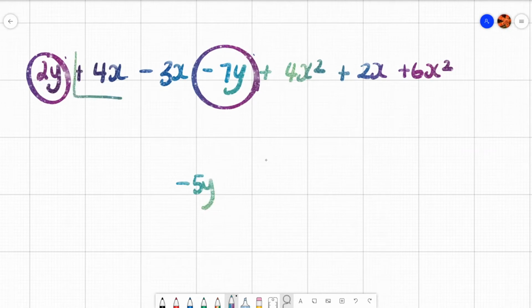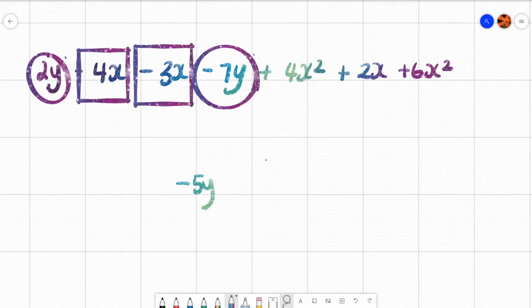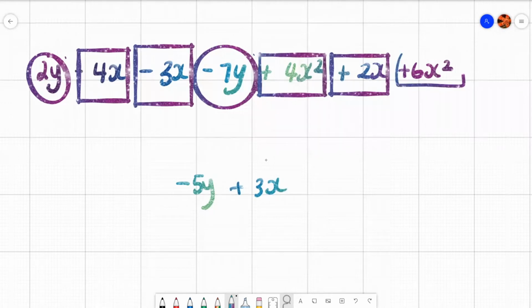Let's sort the x's out. Remember positive 4x. Remember to put the sign in front. Minus 3x. Oh, and plus 2x. So 4x take away 3x is 1x. 1x plus 2x is 3x. And then we've got 4x squared plus 6x squared. Could have put a different shape around that. Let's just put a bit of a triangle thing on top so we know they're the same. 4x squared plus 6x squared is plus 10x squared.